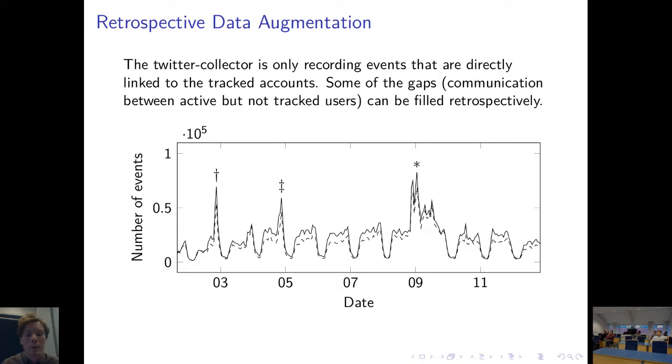And yeah, so when we did the data collection, we only collected everything in direct contact to these key nodes or key users. So in order to fill in the gaps, we also did some retrospective collecting where we found communication between active users that were not being tracked in the first streamed collection. So this we did retrospectively using the REST API on Twitter.